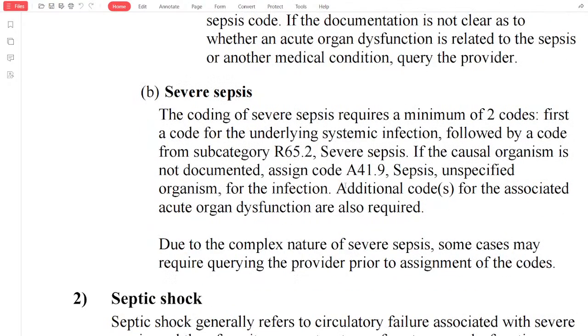Next is coding of severe sepsis. How to code severe sepsis, code R65.2. This code requires a minimum of two codes. First code is the underlying systemic infection, and second code is severe sepsis. If the causal organism is not documented, you have to code A41.9, sepsis, unspecified organism. If they have specifically mentioned any type of organism, code the organism first, and the second code is the severe sepsis. If they have not mentioned any type of organism, you have to code sepsis. After that, you have to code the infection. Clear? A41.9 is for sepsis, unspecified organism, for the infection, with additional code for the associated acute organ dysfunction.